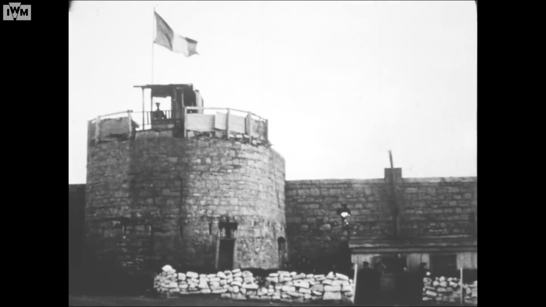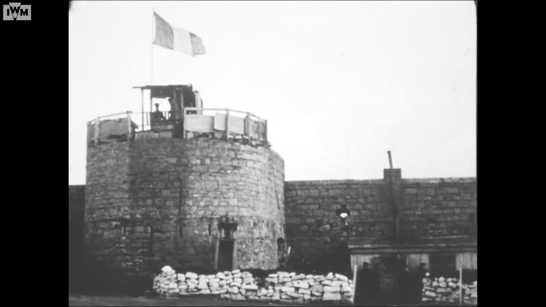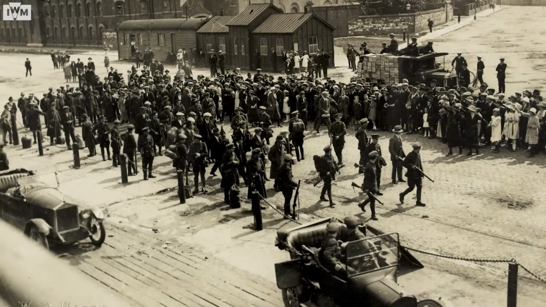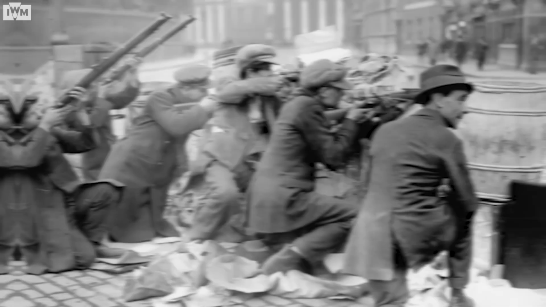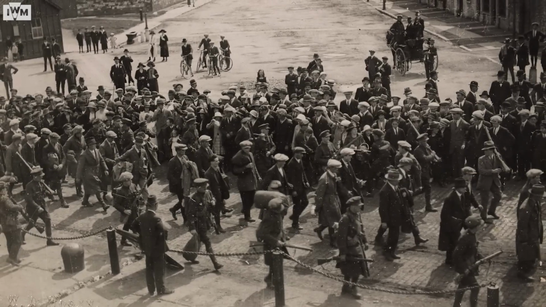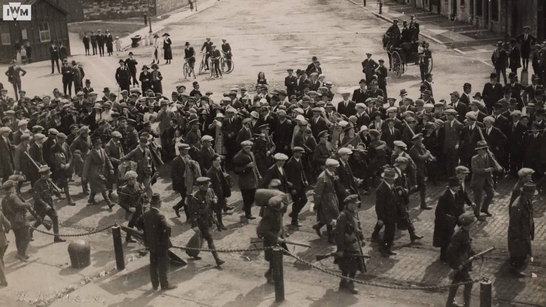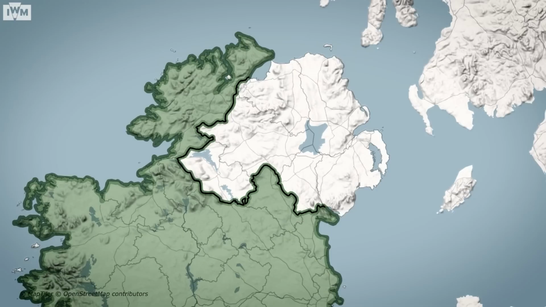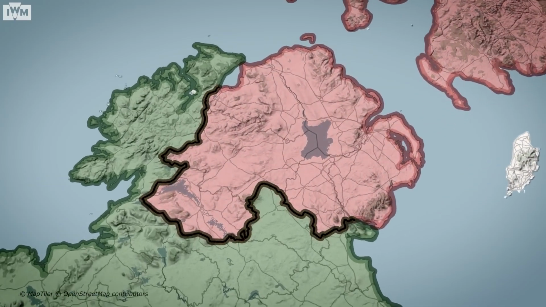This agreement was not entirely popular, leading to a bloody civil war between those who were pro-treaty and those against. In 1923, the pro-treaty Free State forces prevailed, cementing the Anglo-Irish Treaty and the two-state solution, with the region in the north remaining part of Britain.